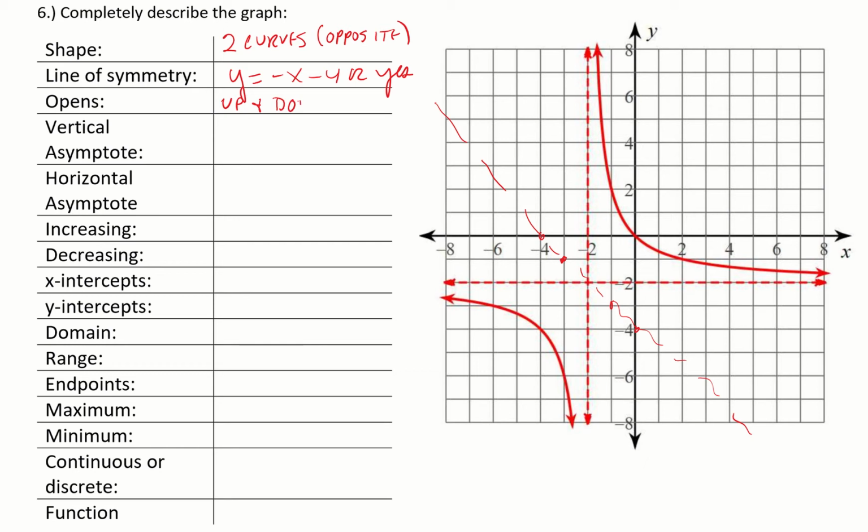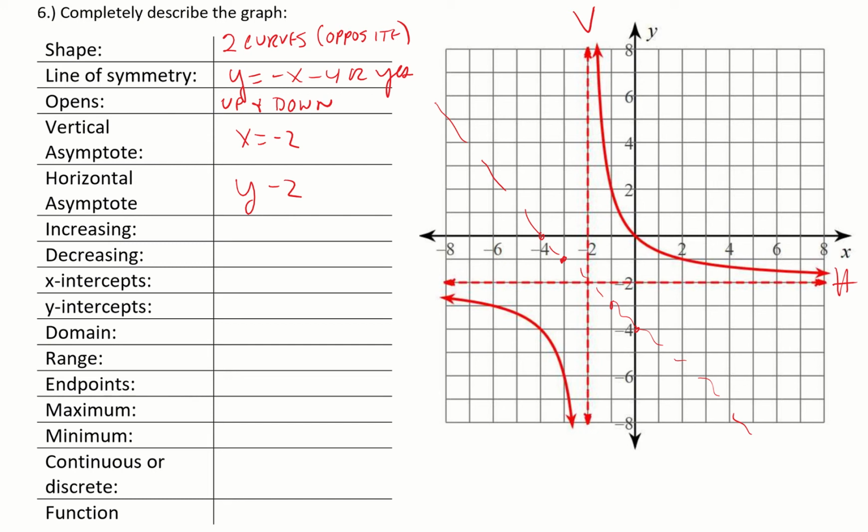You might even say here, right, left, your vertical asymptote. So this right here is the vertical asymptote, and that's at x equals negative 2. My horizontal asymptote is at y equals negative 2.